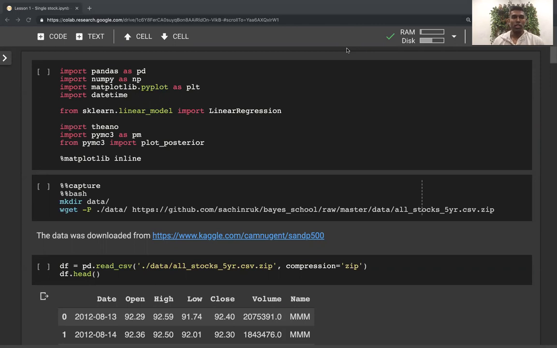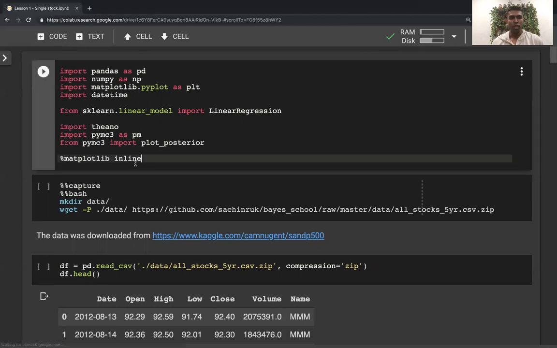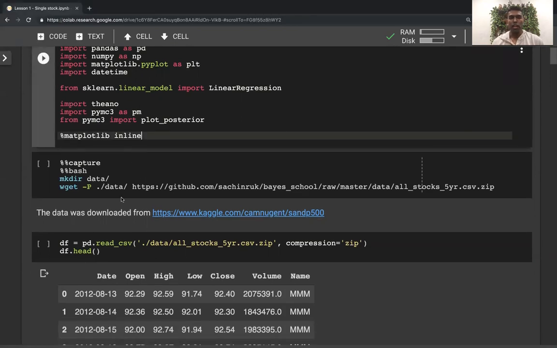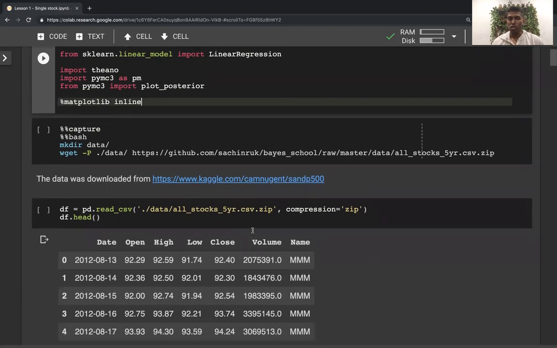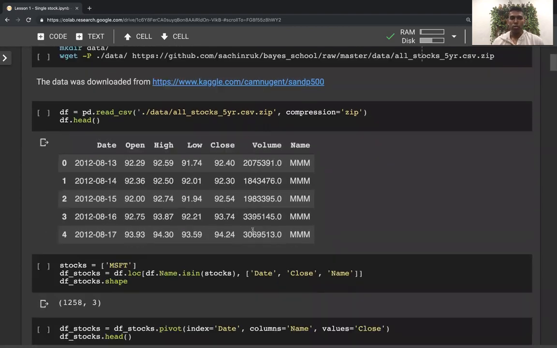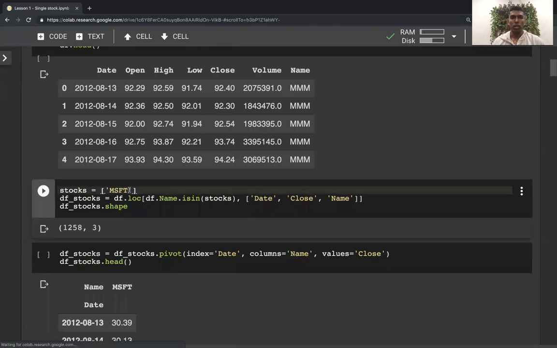So the first thing that we're going to be doing is importing things that we're going to use, pandas, matplotlib, the usual. But we're going to be using linear regression, but more importantly, we're going to be using PyMC3. And then the data that I use is something that I got from Kaggle. It's 5 years worth of stock data, the US stock data, I should say. And for this specific tutorial, we're going to be looking at Microsoft.